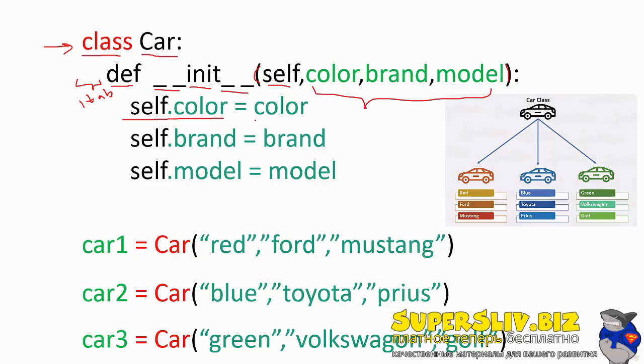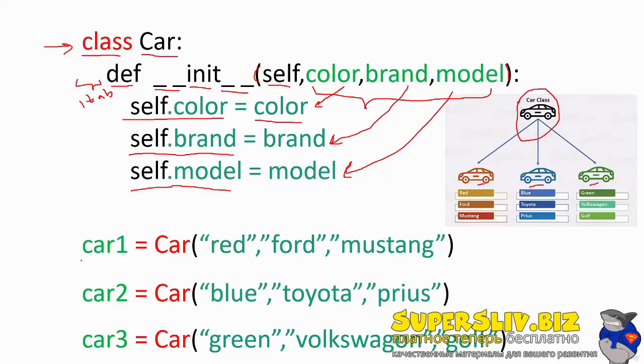It is equal to the argument color. Property brand is equal to the argument brand. Property model is equal to the argument model. So these values will be assigned to these properties. Now we have created a class called car. It has properties color, brand and model. Now let us create these three instances.